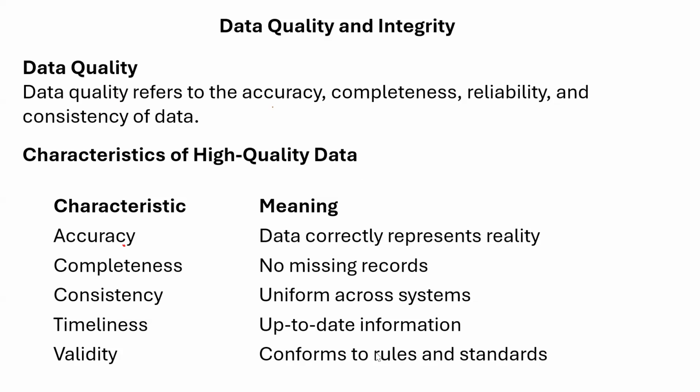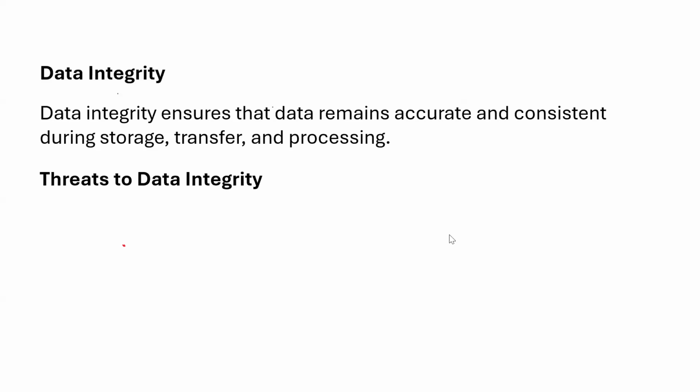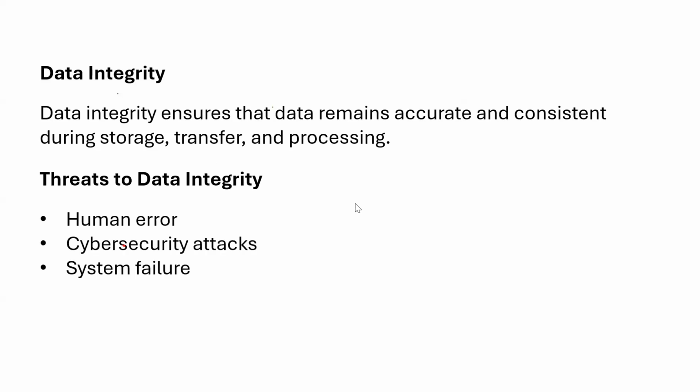And then timeliness, up-to-date information, and validity, which confirms the rules and standards that are required. So data integrity means ensuring that the data remains accurate and consistent during storage, during transfer, and during processing. There are threats to it because there are human errors. The person who is holding the data itself can create errors. So, human error.